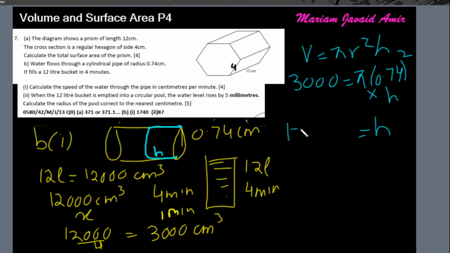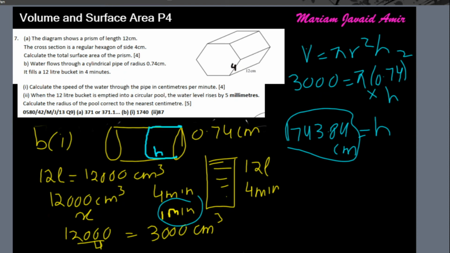which gives me 1743.84 centimeters. So this is how many centimeters is passing through the pipe in 1 minute. So this is the speed. Rounded off to 3 significant figures, this becomes 1740 centimeters per second.